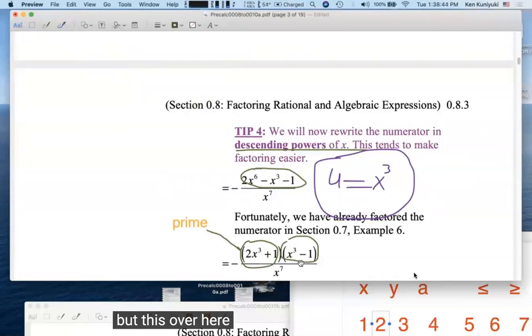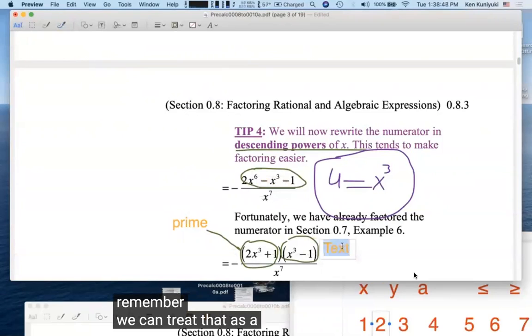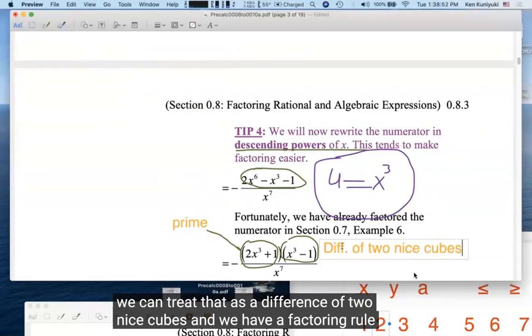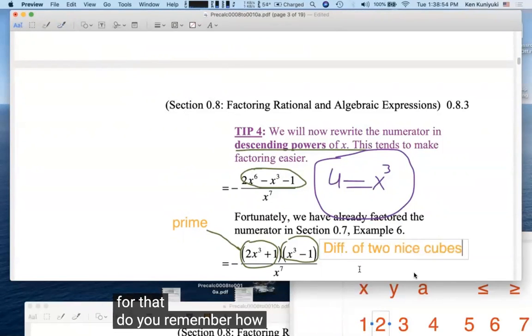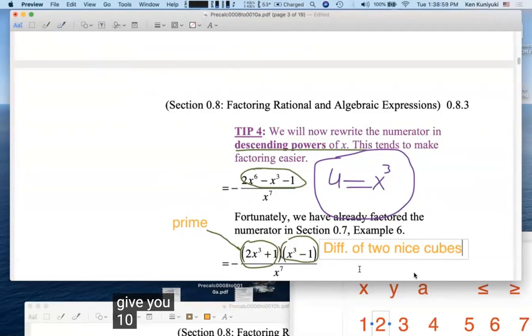But this over here, x cubed minus 1, remember, we can treat that as a difference of two nice cubes. And we have a factoring rule for that. Do you remember how to apply it? I'll give you 10 seconds.